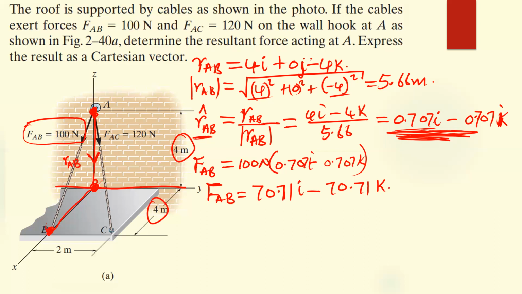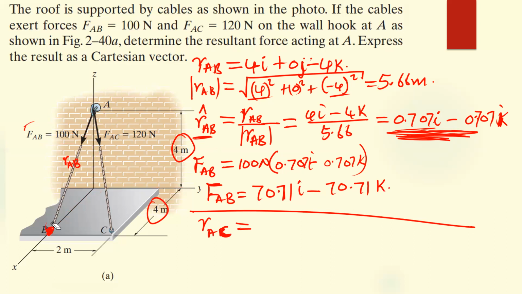So let us also do the same with the force AC. We first find the unit vector. We first find the position vector along the line or along the cable AC. So how do we find the position vector? So we have rAC, from this point.